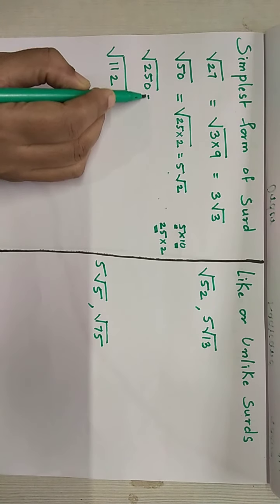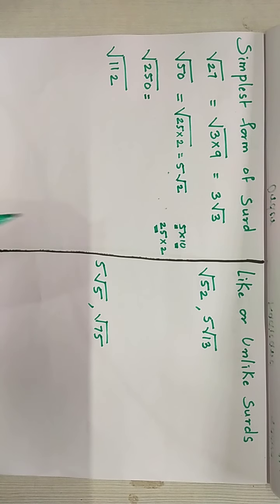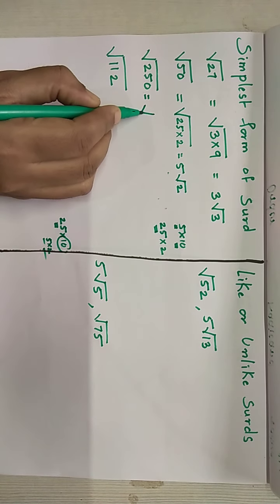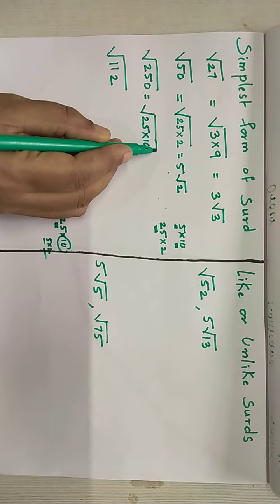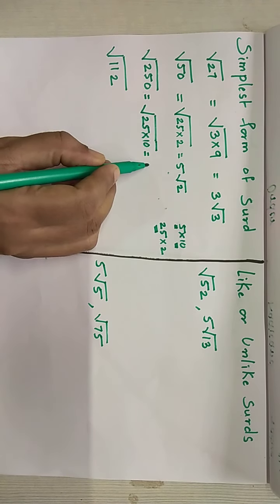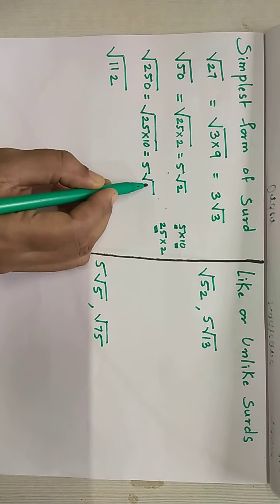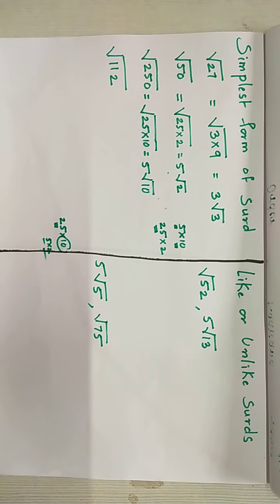Let's solve similarly root of 250. Now again root of 250 can be written as 25 tens are, because 25 is a perfect square, and 10 is 5 twos are. Neither 5 nor 2 is a perfect square. So let 10 be as it is. So 250 can be written as 25 tens are. The square root of 25 is 5 and 10 remains inside the square root.